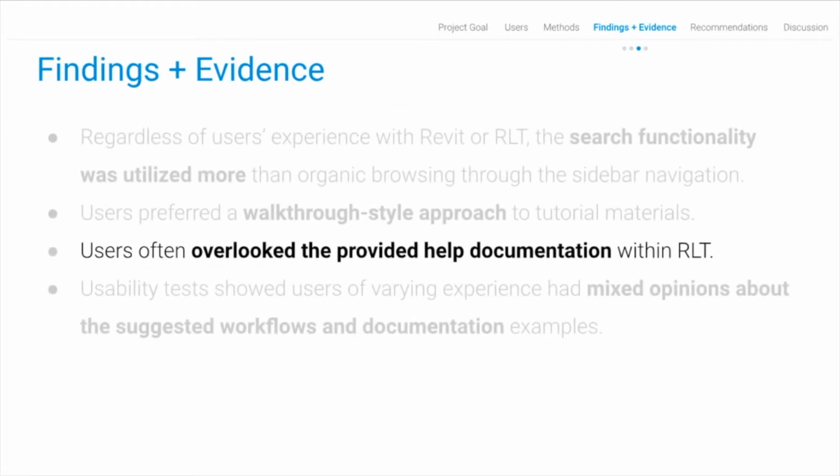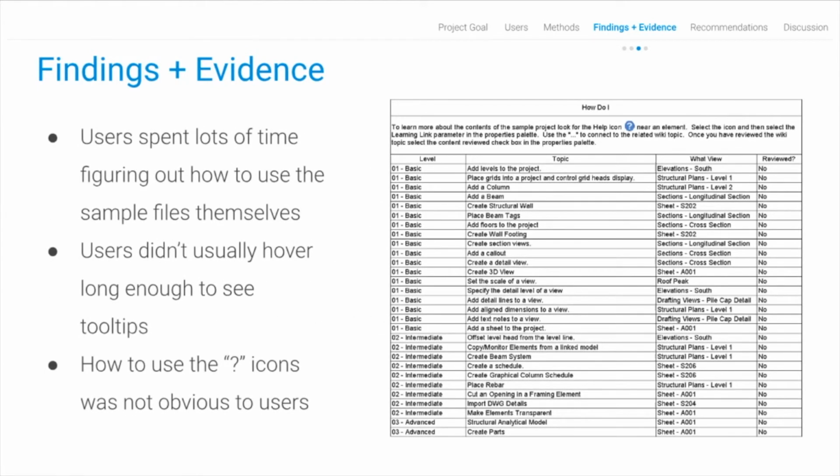Third is that users often overlooked the provided help documentation within Revit LT. There's not a strong enough typographical hierarchy to direct users to the How Do I section of all the sample files. Additionally, when prompted to learn more about a tool in Revit LT, most users didn't hover long enough for a tooltip to be displayed in the software. Most would have completely missed it if the moderator hadn't prompted them to go back and hover for long enough.